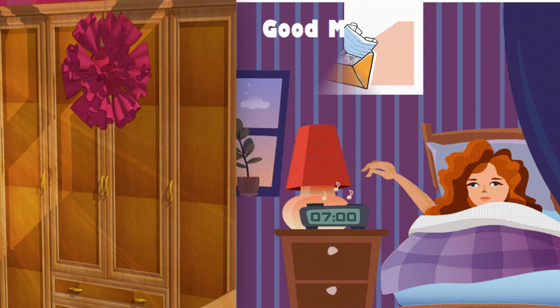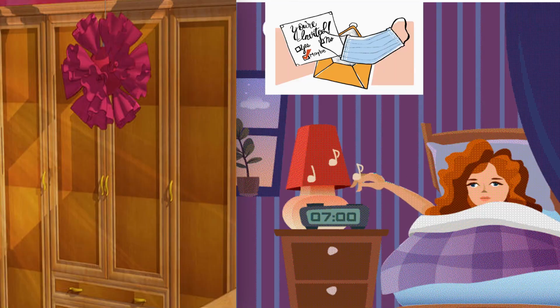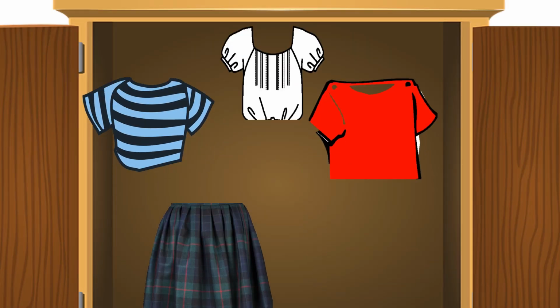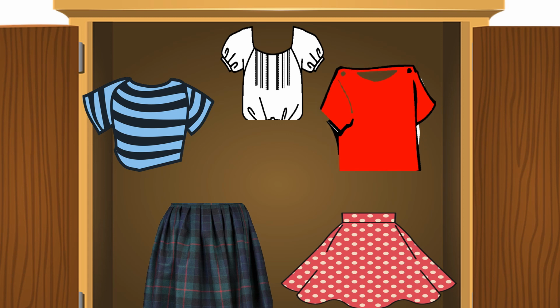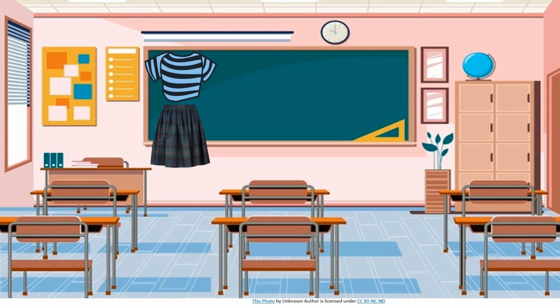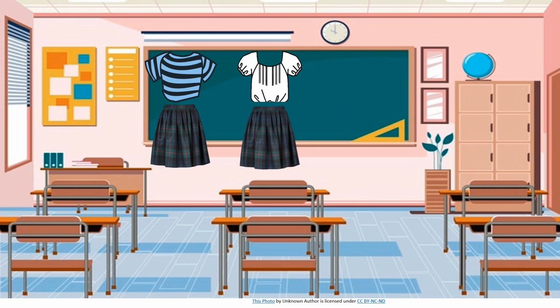And as she opened her closet, she only had 3 blouses and 2 skirts left. In how many ways can she choose an outfit? Okay class, what do you think Anna's OOTD is? She can choose a blue stripes blouse and a checkered skirt, a white blouse and a checkered skirt, and a red blouse and a checkered skirt.